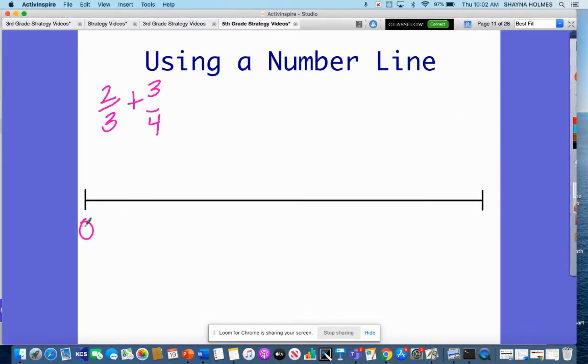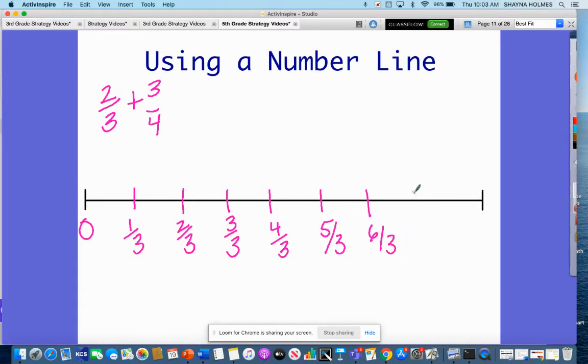So I am going to start at 0, but I'm not going to make it stop at 3/3 because since I'm adding to it, I might need more. So I'm just going to start labeling. I'm going to break it into thirds right now, and I'm just going to count up thirds, and then 4/3, 5/3, 6/3, 7/3, and let's just have this be 8/3. I know it's a little bigger, but it's okay.